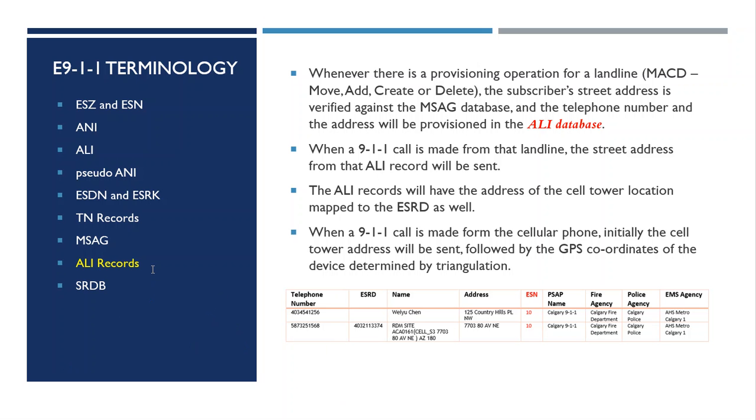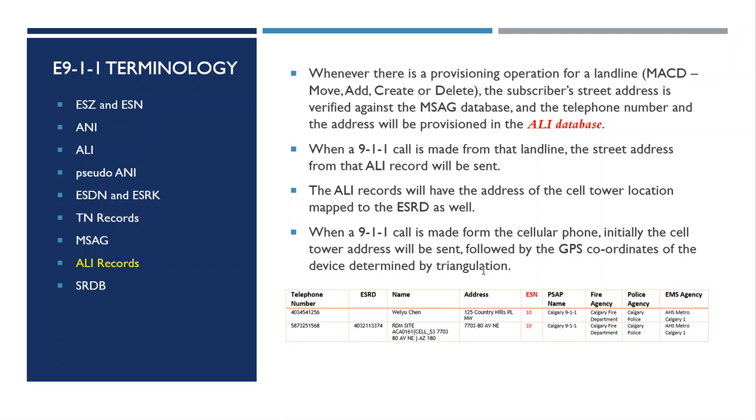So the ALI records database, I mentioned this before, but it's worth adding some details here. Whenever there is a provisioning operation for a landline or cellular line for that matter, we call those operations MACD: move, add, change, and delete. The subscriber street address is verified against the MSAG database, and the telephone number and address will be provisioned in the ALI database. When a 911 call is made from that landline, the street address from the ALI records will be sent.